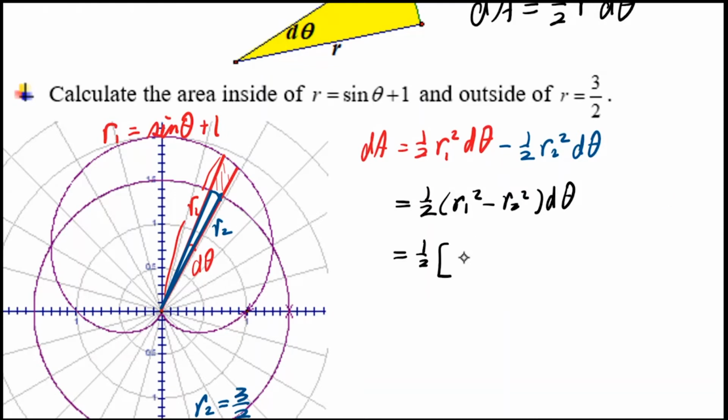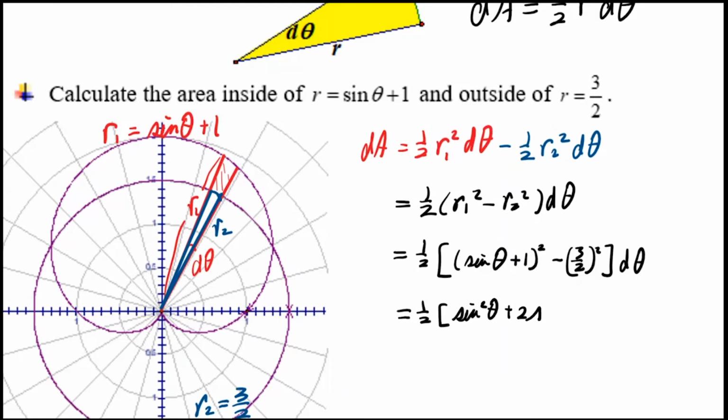Okay, now we can simplify this. R1 is, of course, sine theta plus 1, and then minus 3/2 squared, and then we have d theta. With me? Okay, let's simplify because the integrand is important. So we have sine squared theta plus 2 sine theta plus 1, right? And then minus 9/4. So do we have minus 5/4?